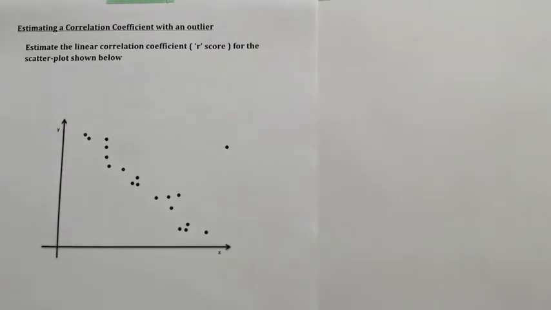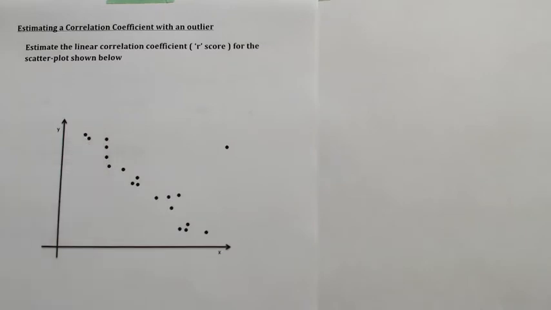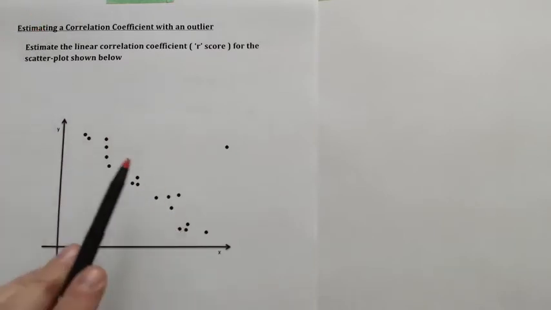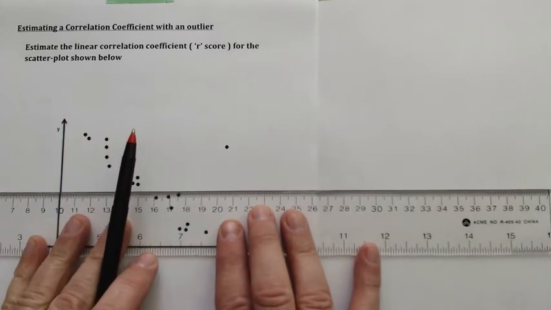All right, guys, we're going to look at estimating a correlation coefficient, in this case with an outlier. And so let's talk about that first. We're going to do the old rectangle technique for estimating the correlation coefficient, because of course we can only approximate with the use of this little guy down here called a ruler.